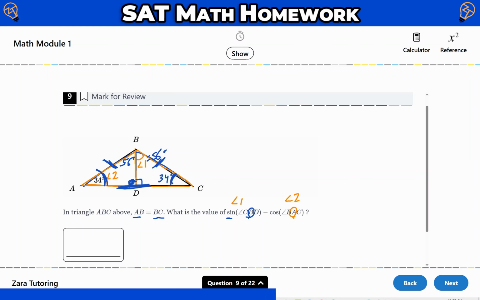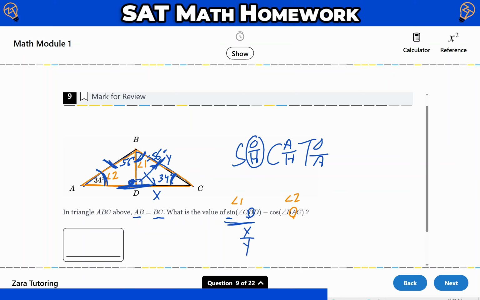So now let's go ahead and apply SOHCAHTOA, so sine, cosine, and tangent to this scenario. They say sine from angle CBD, so from angle 1, we'll say, opposite, let's call it x, over hypotenuse, which is up here, the one across from the right angle. So let's say that's x over y, minus cosine from angle BAC. So from here, cosine's adjacent over hypotenuse. If ever you're confused about which one's adjacent, I always like to label first opposite, then the hypotenuse, which is the one across from the right angle, and by default, this one is adjacent.